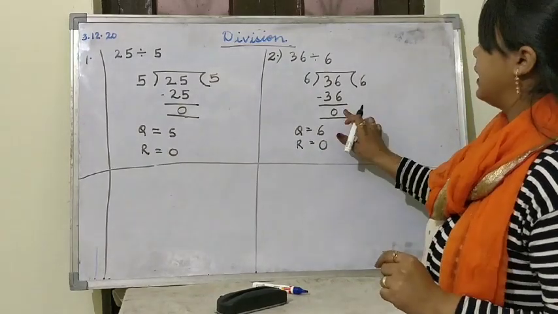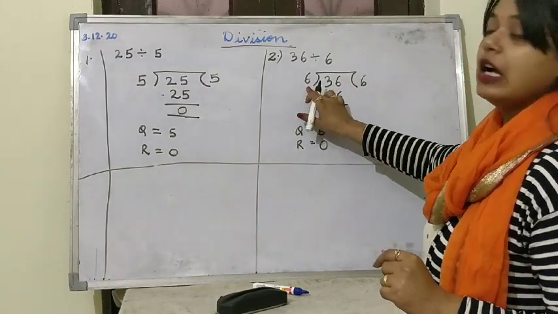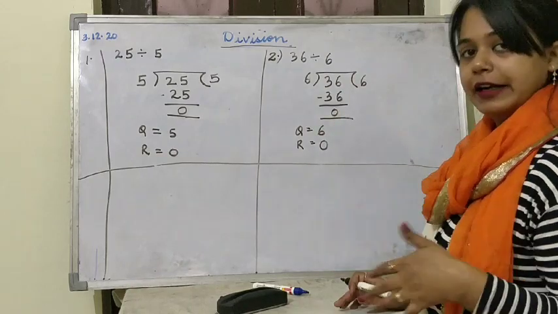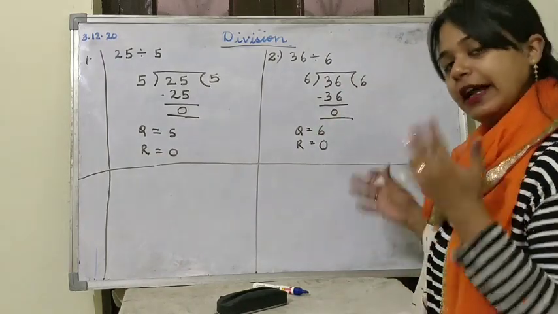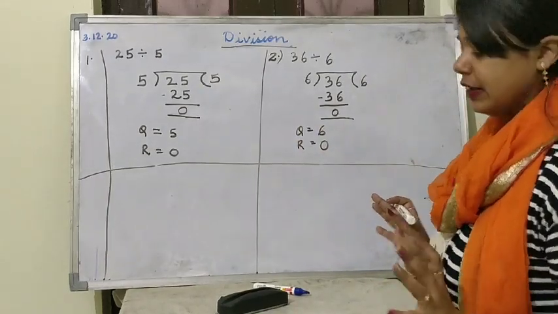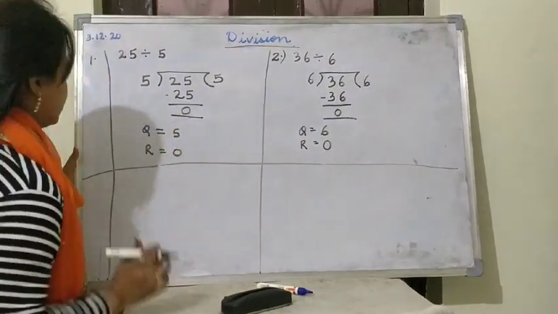Always remember, boys, that the remainder should always be less than the divisor. If it is more than the divisor, it can be divided again. That is the long division method that we will study later. First we are doing simple division. Okay? Let's do the next question, boys.